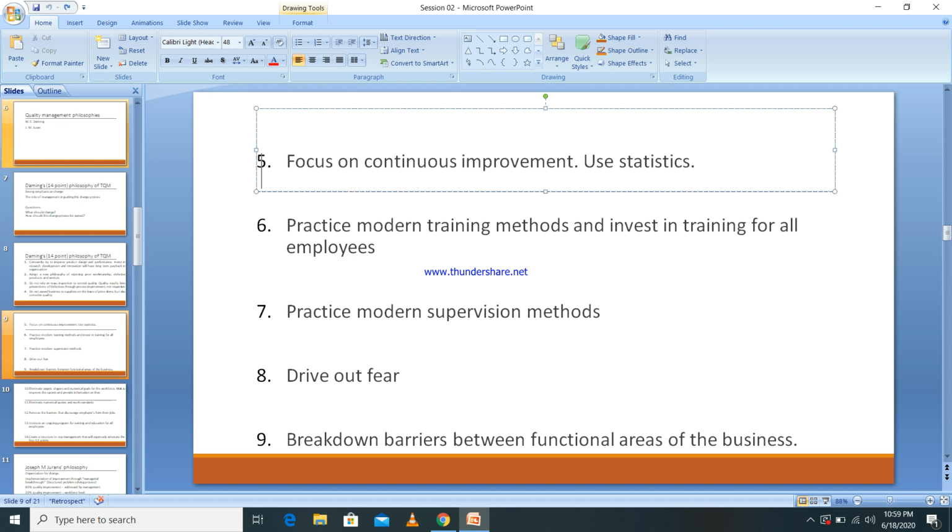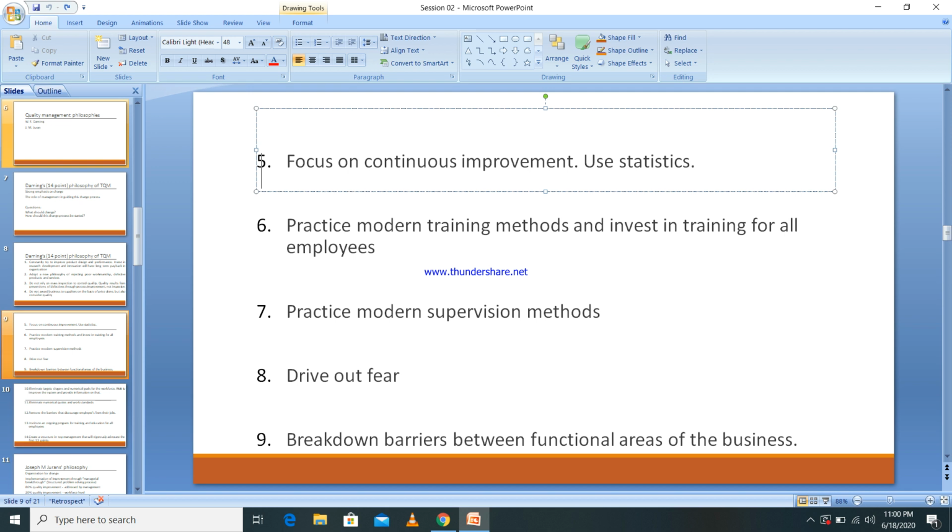And then practice modern training methods and invest in training for all employees. If you are running a company, you have to practice all the modern techniques, right? So if you are the CEO of the company, it's not enough to practice the modern techniques only by yourself. You have to train all the employees in those modern techniques. So you have to give training opportunities to other employees as much as possible, because if the employees are very up to date about the new techniques, then you can always come up with good ideas and innovations, right? So that is also pointed out in Deming's philosophy.